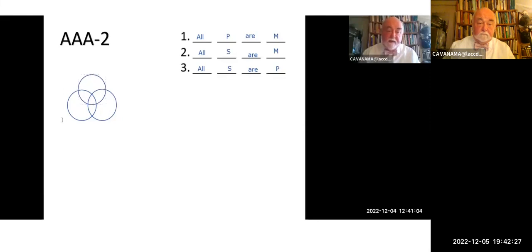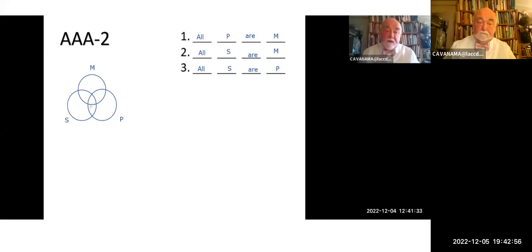Then label it S, P, and M. Okay, and here we don't have a choice because our two primitives are both universal. So let's just take the first one. We want to say all P are M, that is, if anything is in the P circle, it's also in the M circle.